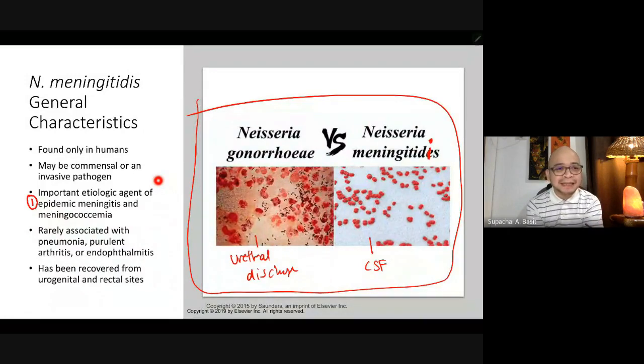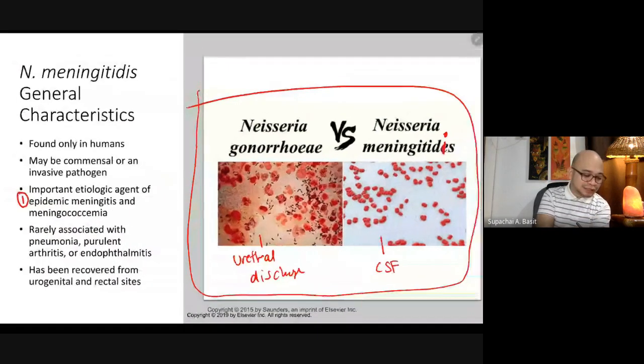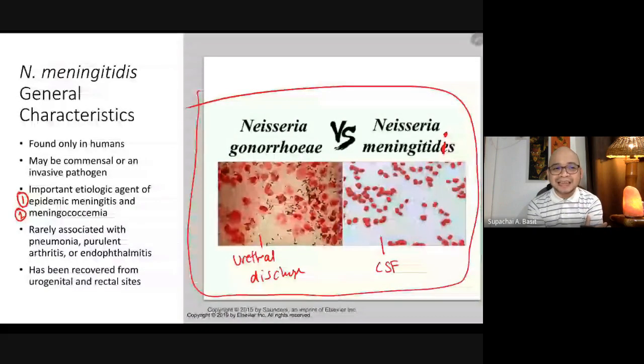And what's the difference between epidemic meningitis and meningococcemia? Well, when you say meningococcemia, it means that the bacteria are found in the blood. But when you say epidemic meningitis, the bacteria have already invaded the central nervous system. So that's the difference. It will usually start first as meningococcemia before it can actually infect your CNS. It is rarely associated with pneumonia, purulent arthritis, and endophthalmitis, and has also been recovered from urogenital and rectal sites as well.